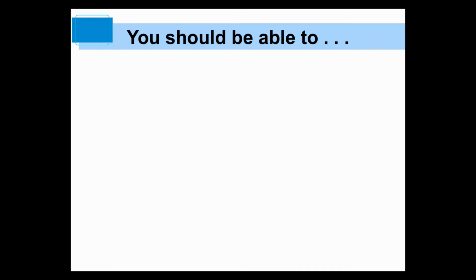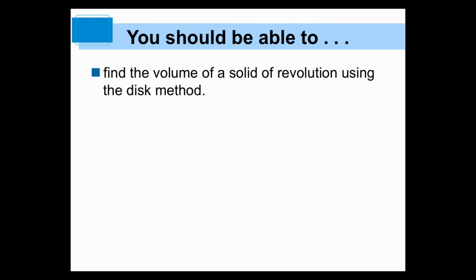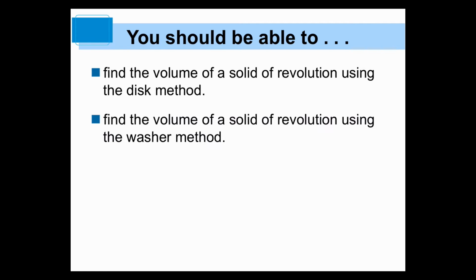All right. So you should be able to find the volume of a solid. When you spin a function around one of the axes, either the x-axis or the y-axis, or maybe even just some random line, it's going to generate a solid. Our goal is going to be to find the volume of that solid, and we have two methods to use for that. One is called the disk method. The other is called the washer method. So it's fun times 2.